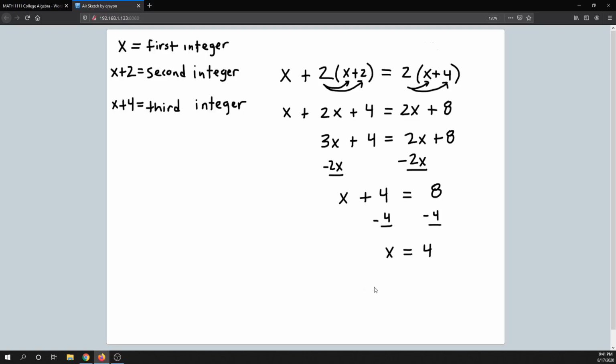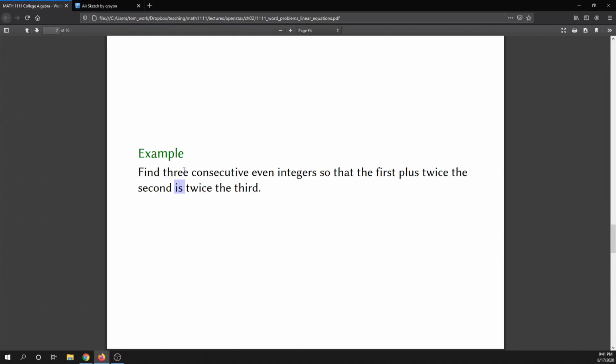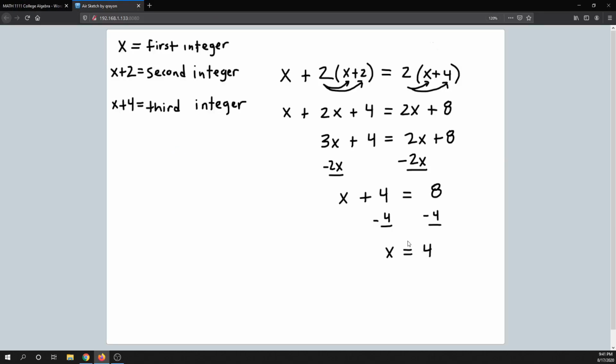Okay. So that brings us to the last step, and the last step is make sure that you answer the question. What is it exactly that they are asking for? And right here it says find 3 consecutive even integers. So not only do they want to know what x is, right, the first one, we will also need to figure out what the second one is and what the third one is. Okay, but really you've already done most of the hard work when you labeled these.